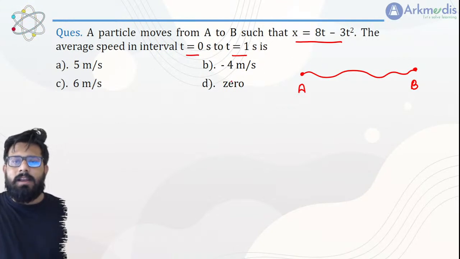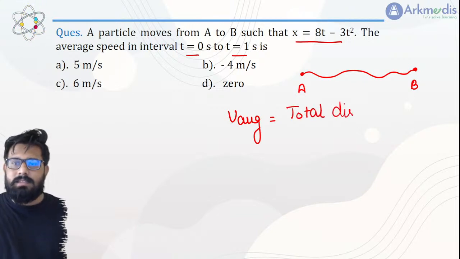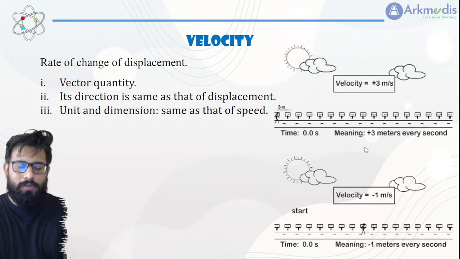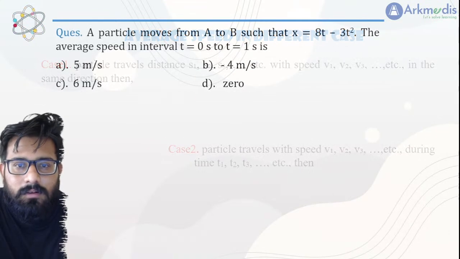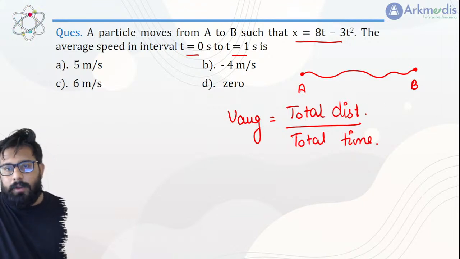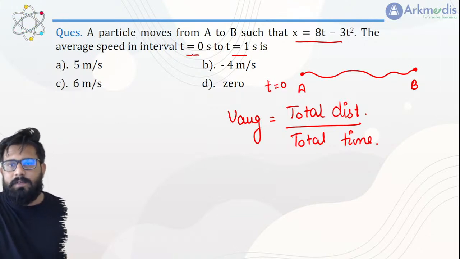Okay, so average speed के लिए मैंने क्या कहा, average speed is total distance traveled upon total time, right? Now, how will you find this total distance? For this, what I have to do is, at point A, suppose this is my initial position. I am at t equals 0 at point A. So just put this value of t equals 0 in this equation of x. So you will get the value at point A as 0.